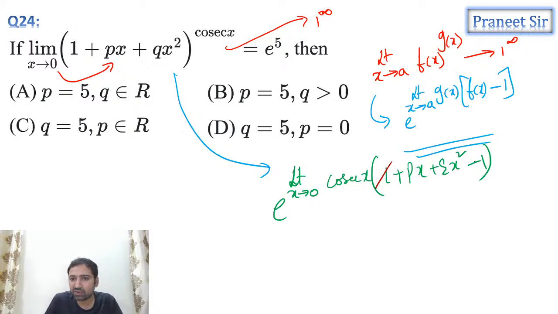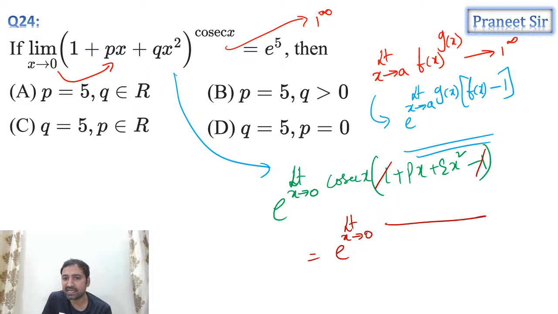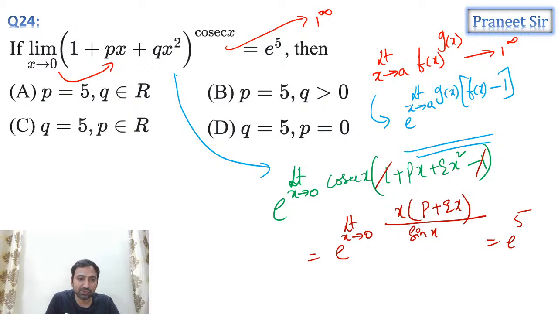So can we cancel 1 and 1? If you cancel 1 and 1, finally what I'm getting is e power limit x tending to 0, cosecant x, can I write it as 1 by sine x? And in the numerator, we are getting x into p plus qx, is equal to e power 5. But when x is tending to 0, can I cancel x and sine x? Both are same, x by sine x is 1. So finally what I am getting is e power p.